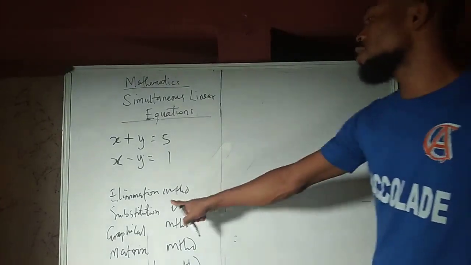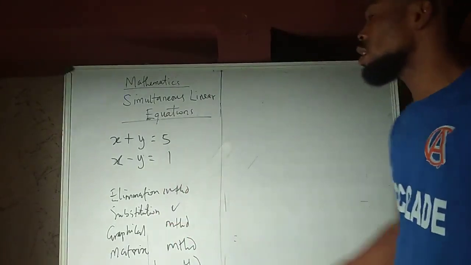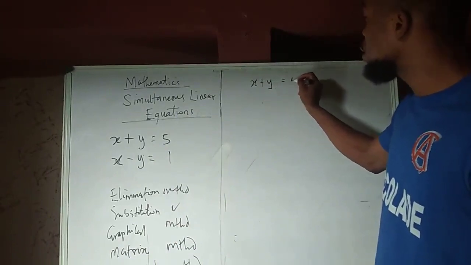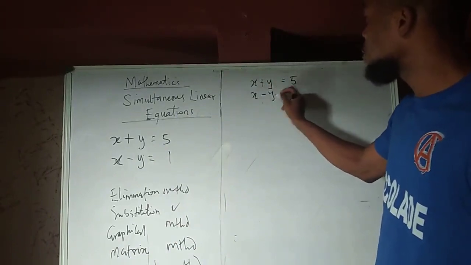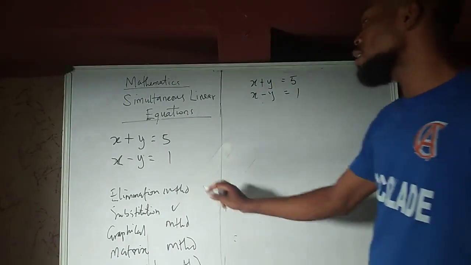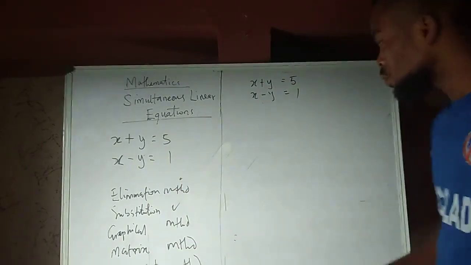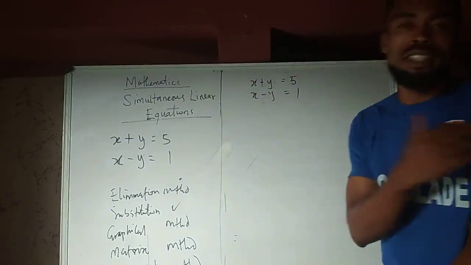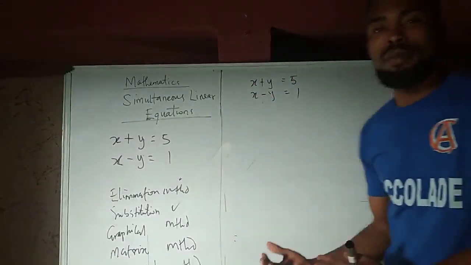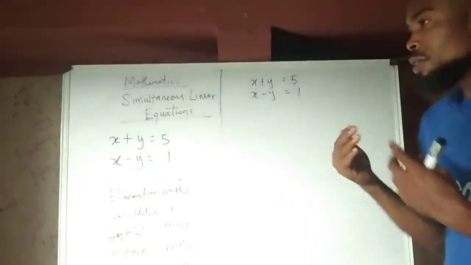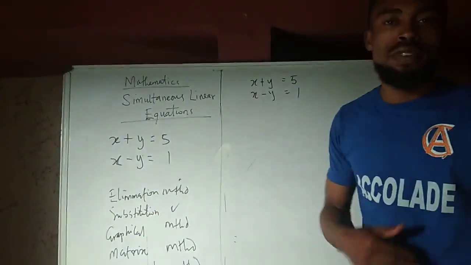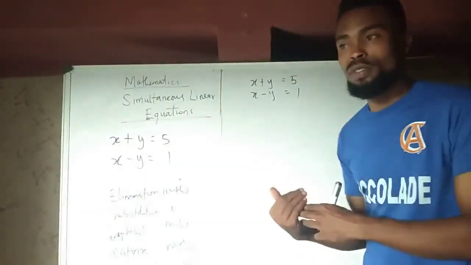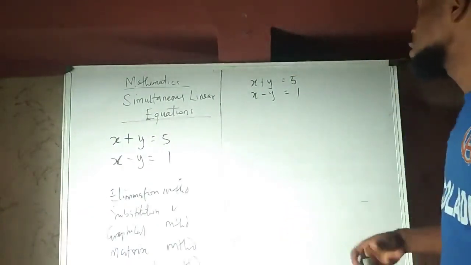Okay, so let's adopt the first method for solving this equation. So let's say x plus y equals 5 and x minus y equals 1. Now the target of this first method is to actually eliminate one of the variables in order to get the other variable. You eliminate one variable to get the other, and then you can use the value of the variable you have gotten to get the one you eliminated.